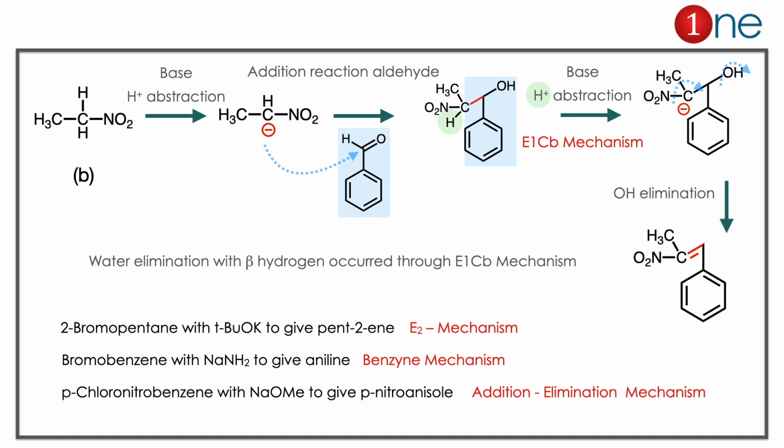So the anion is formed there, and it will help the elimination of the OH group. So finally, with water elimination, you have an alkene there. So the water elimination with beta hydrogen occurred with the E1CB mechanism. So the answer is clearly B there.